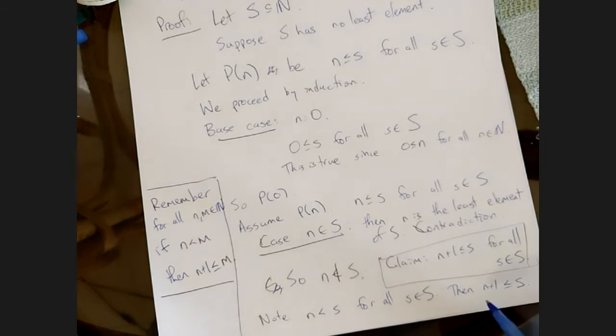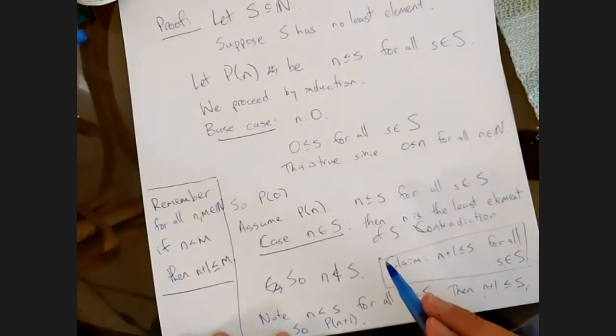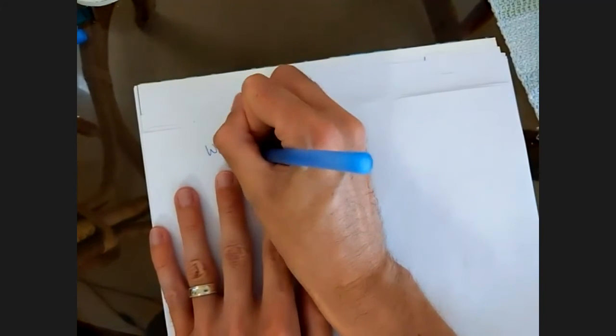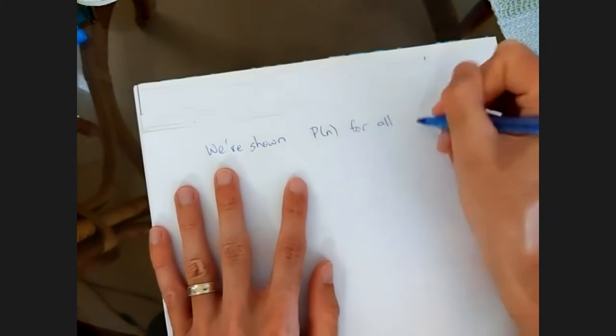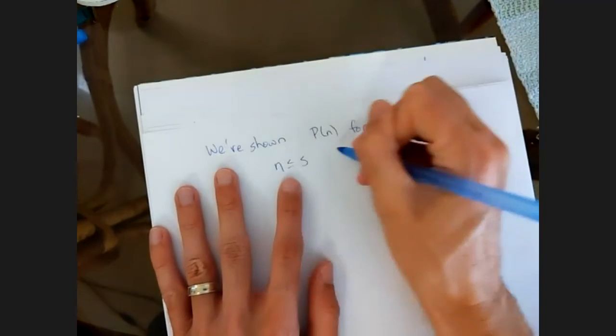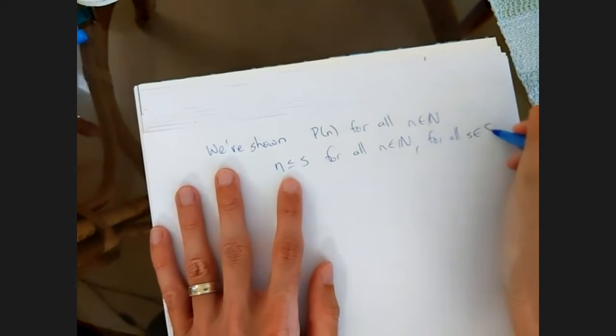Okay, so now we've shown that n plus one is less than or equal to all the elements of S. And that's just the statement P of n plus one. So we've shown P of zero and we've shown P of n implies P of n plus one. So by induction, we must have that P of n for all n. So let's see what that means. Now we've shown P of n for all n. That means we've shown that n is less than or equal to s for all n and for all s.